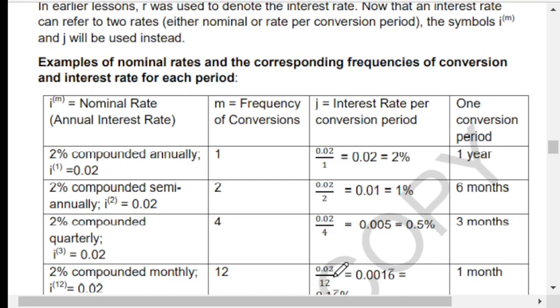So your nominal rate here is j to the power of 4 for quarterly, so j exponent 4 equals 0.02 divided by 4. Okay. And then next is we have j exponent 12 is equal to 0.02 compounded monthly.